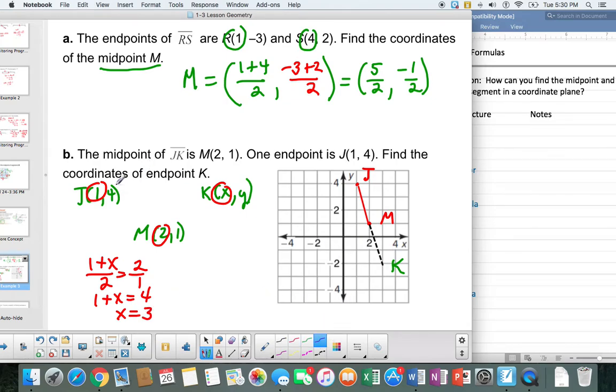All right, to figure out the y, I'm going to take the two y's at the endpoints, 4 plus y, divided by 2, and I know that the answer is going to be 1. I'm going to cross multiply, and I can see that my answer will be -2. So the answer to this K, point K, will be 3, -2. And if you look at my diagram, there I am right here at 3, -2.